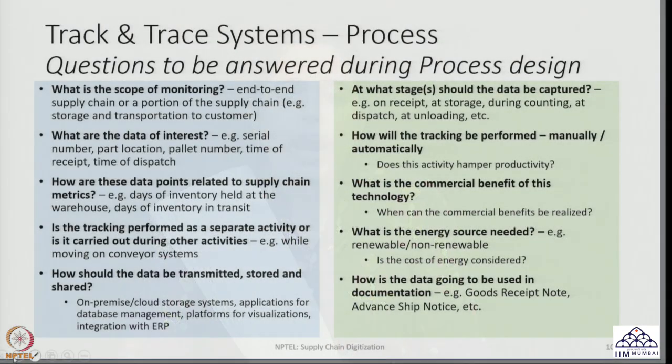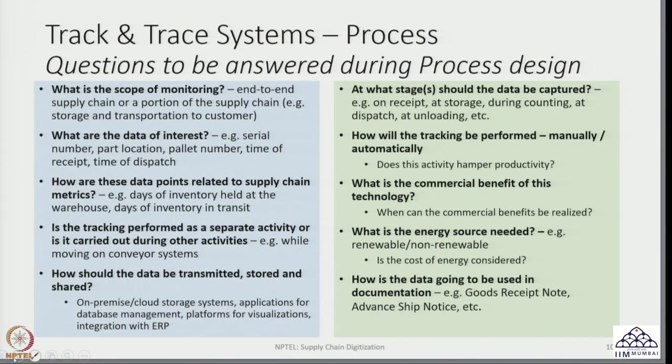So as a result, some amount of energy usage issues could also be there, which can improve productivity for sure, because you are tracking and tracing the product, but this might be expensive. So we might need to take a call as to what system we will implement basis the kind of energy that is available and the cost associated with the energy.